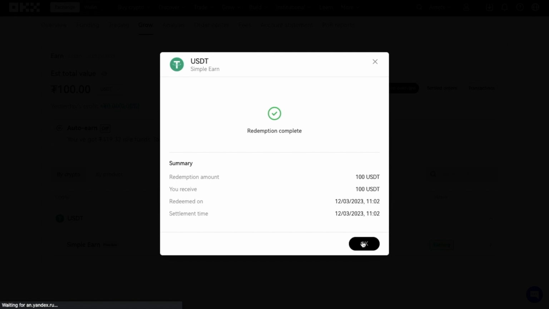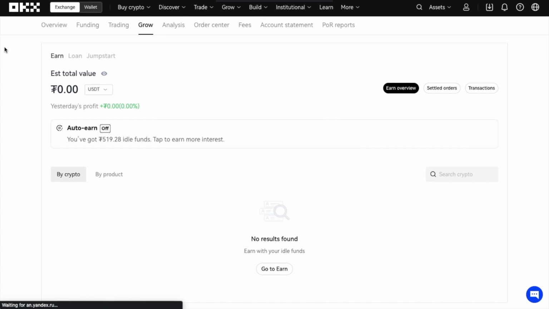Next, let's take a look at how to withdraw from OKX. So if you've traded or bought your crypto and you want to store it somewhere safe like a hardware wallet, you're going to need to withdraw it from OKX. It's not recommended that you keep your crypto on an exchange long term, and it's far safer to keep your assets under your own control with access to your private keys.